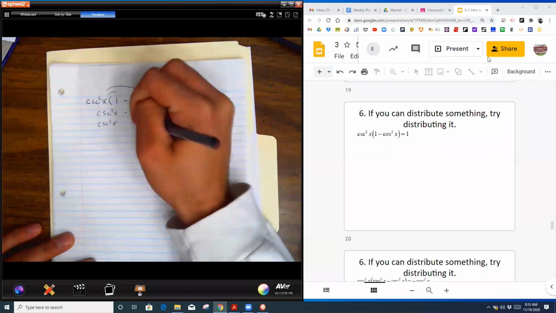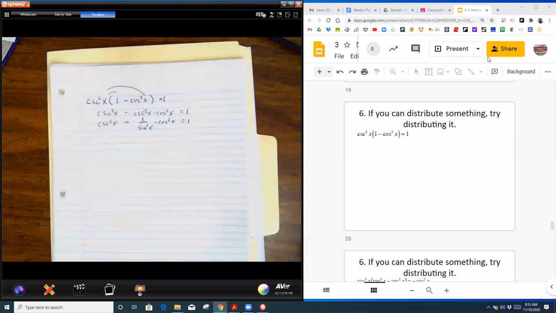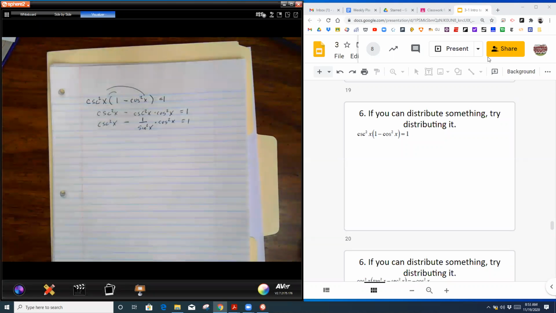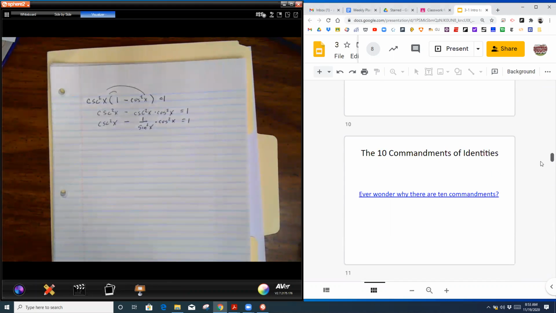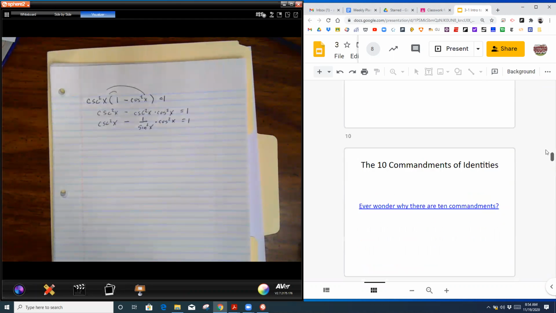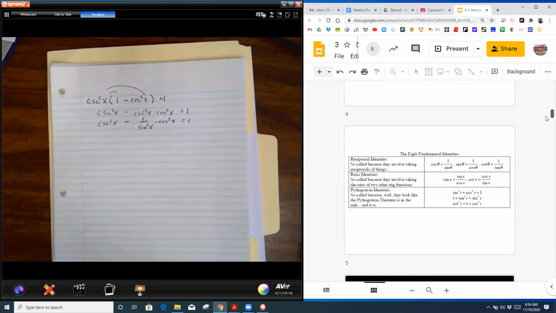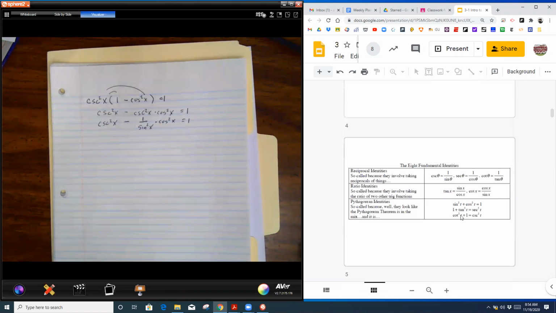I mean, if you're doing this on your own, you might have thought, oh, let me just change that to 1 over sine. And you could, but you'll see that you're going to want to change it back. Because with your Pythagorean identities, if you're looking at home, I'm going to pull up the Pythagorean identities. You have sine squared plus cosine squared equals 1, 1 plus tangent squared equals secant squared, and cotangent squared plus 1 equals cosecant squared.